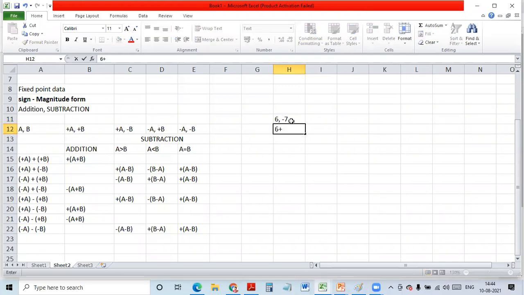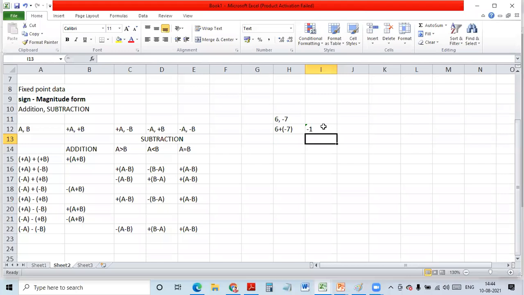Addition operation, 6 plus of minus 7. Because one is a negative number and the other is a positive number, I will subtract 7 minus 6, which is nothing but 1. And 7 is bigger, so that sign will be taken by my result. Minus 1 is the result. Okay. So the same procedure, whatever we are doing manually, we have represented with A and B as magnitudes. The same manual procedure we have represented in the form of a table.